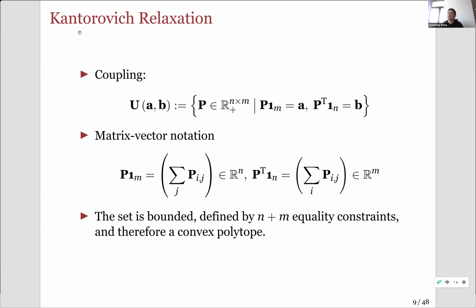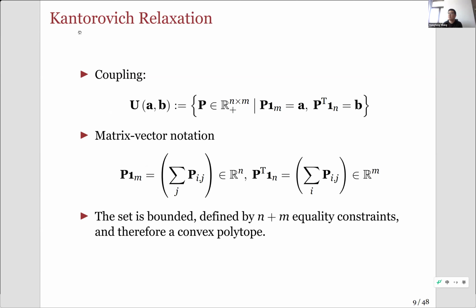This plan P must satisfy the marginal constraints. The total mass leaving xi must equal ai, and the total mass arriving at yj must equal bj. Mathematically, the set of all valid transport plans P satisfying these constraints is denoted as the set U(a,b), and this set is a convex polytope, which is very important.